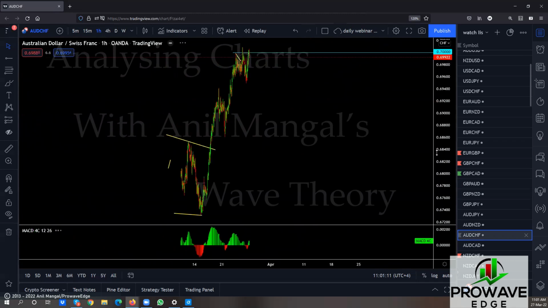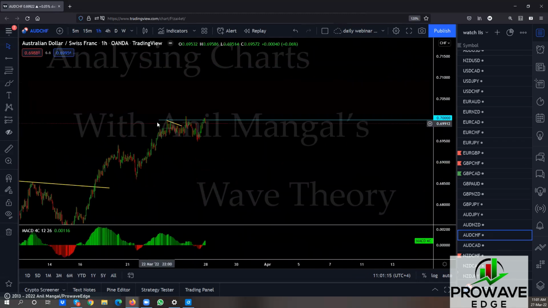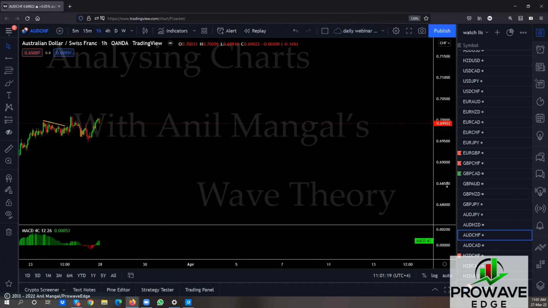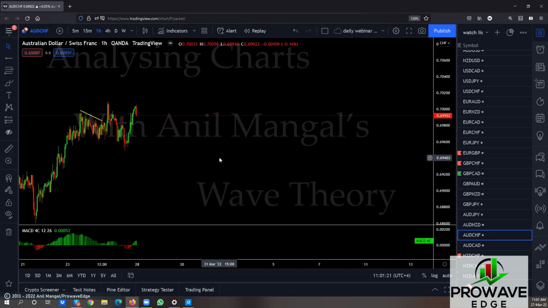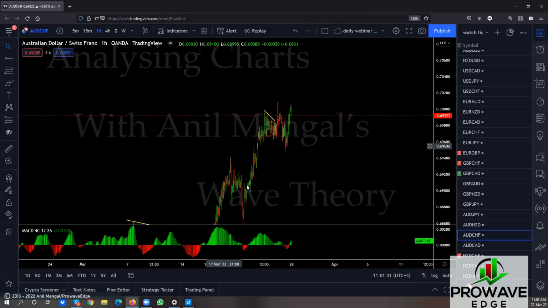Aussie Swiss. Okay, this one you bought, you closed, it's still going sideways and it became a bigger sideways, take that off. It just became a bigger sideways. So I think this one will probably come back here, maybe make a more complex pattern in here and then take off. It's more of a bigger flat forming, a bigger correction before you go.